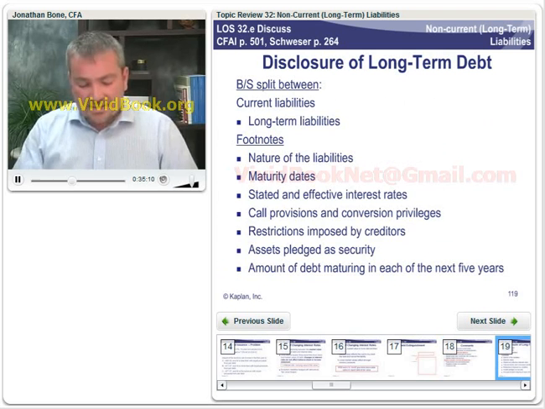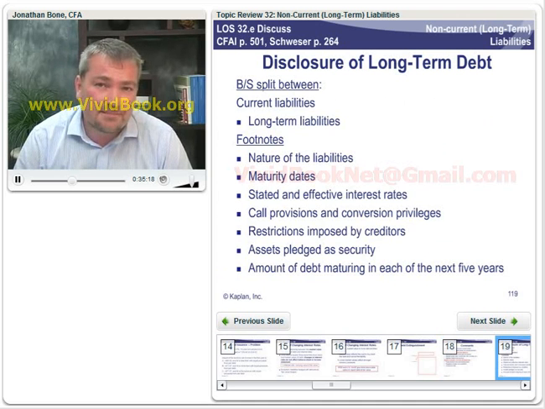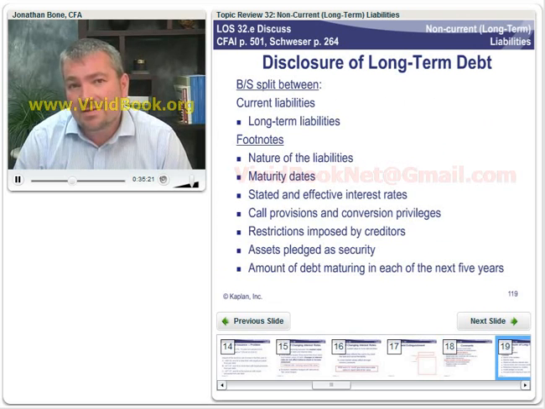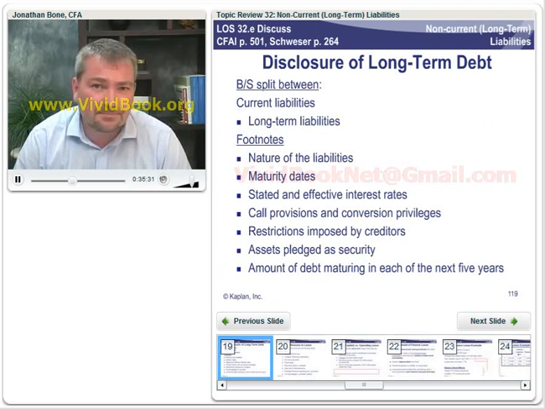We also need to discuss the disclosures for long-term debt. So notice the balance sheet split will give us the split between current liabilities and long-term liabilities. Any payment falling due within the next operating cycle, or 12 months, whichever is the longer, will be in current liabilities. Any payments falling due after more than 12 months will be in long-term liabilities.